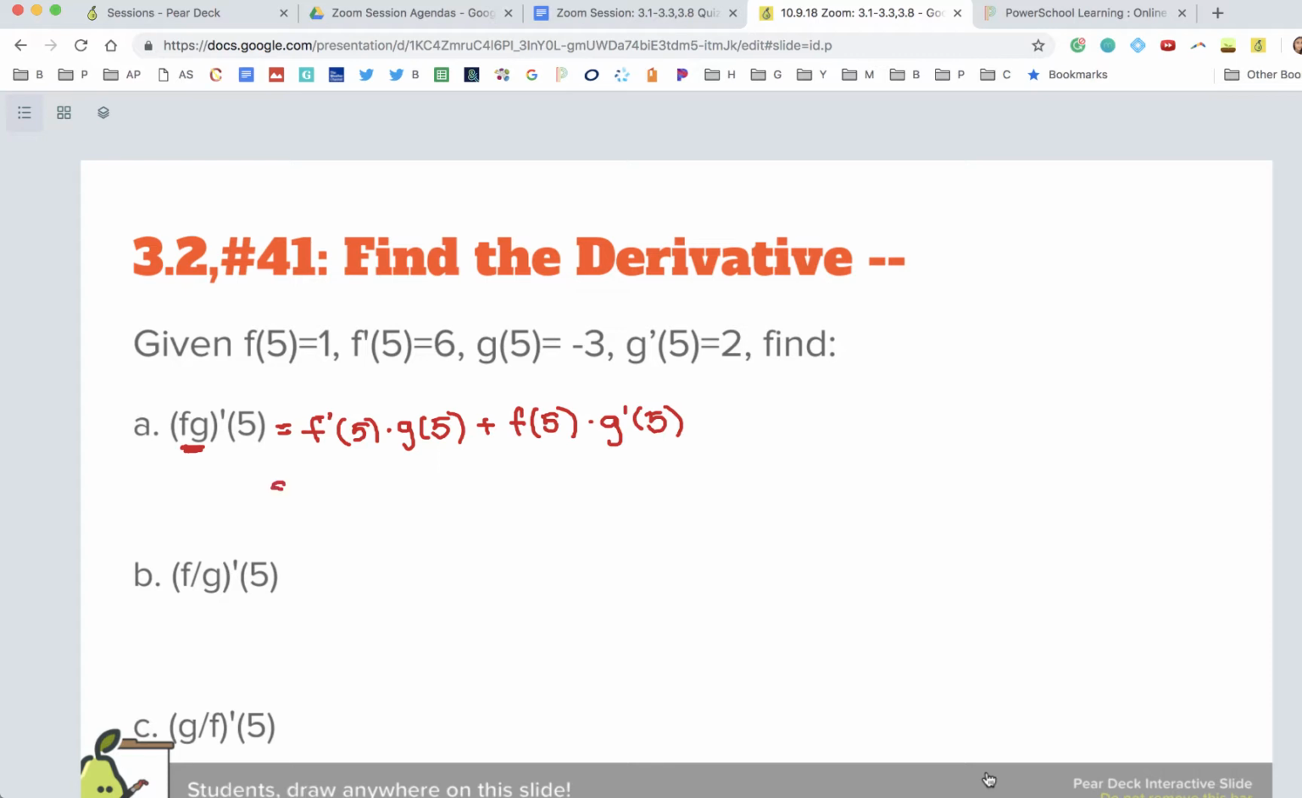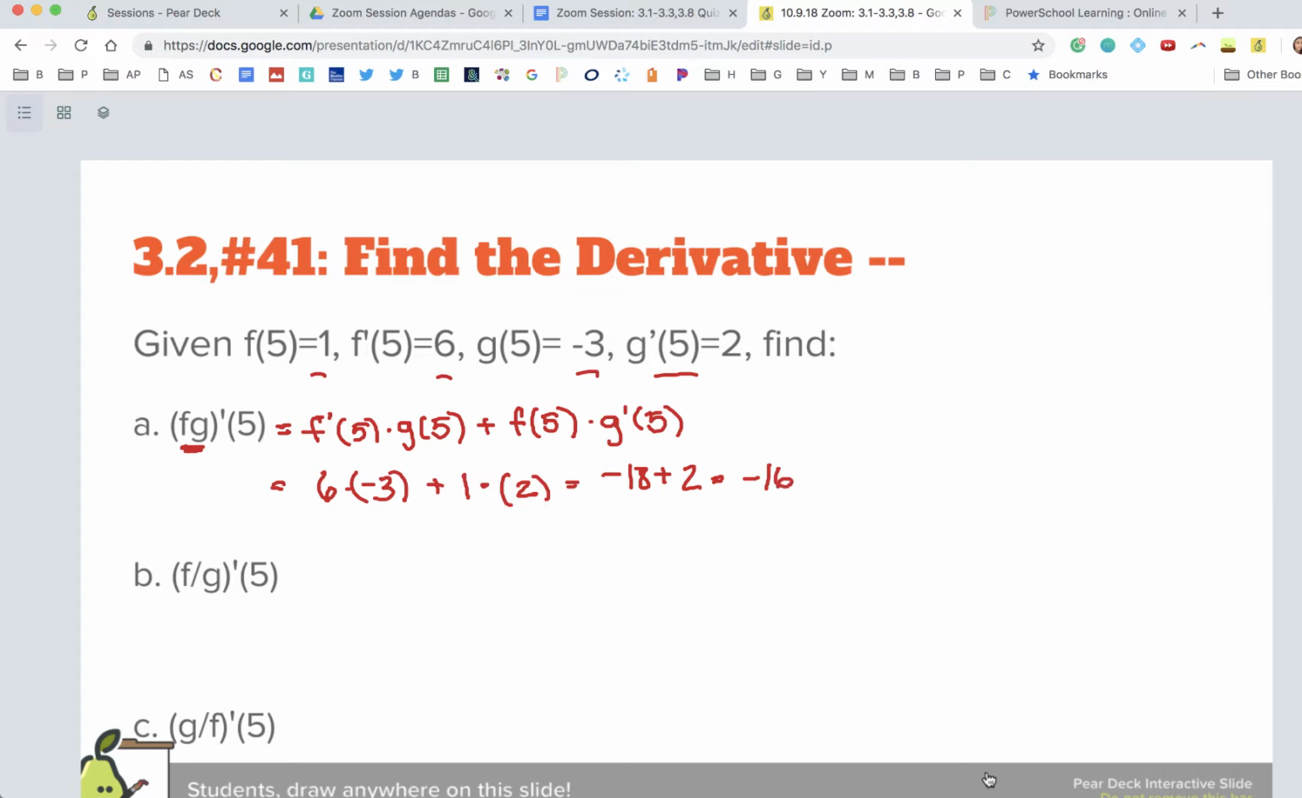So we know f prime of 5 is 6 times g of 5 is negative 3, plus f of 5, which is 1, times g prime of 5, which is 2. Negative 18 plus 2 is negative 16. So that's how you do that one.